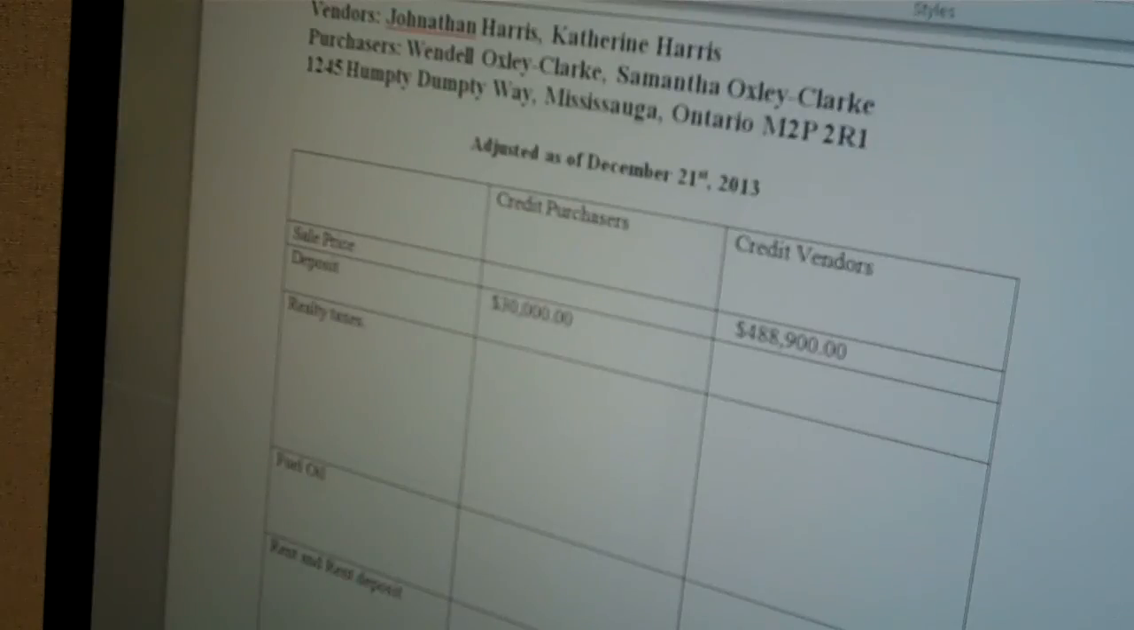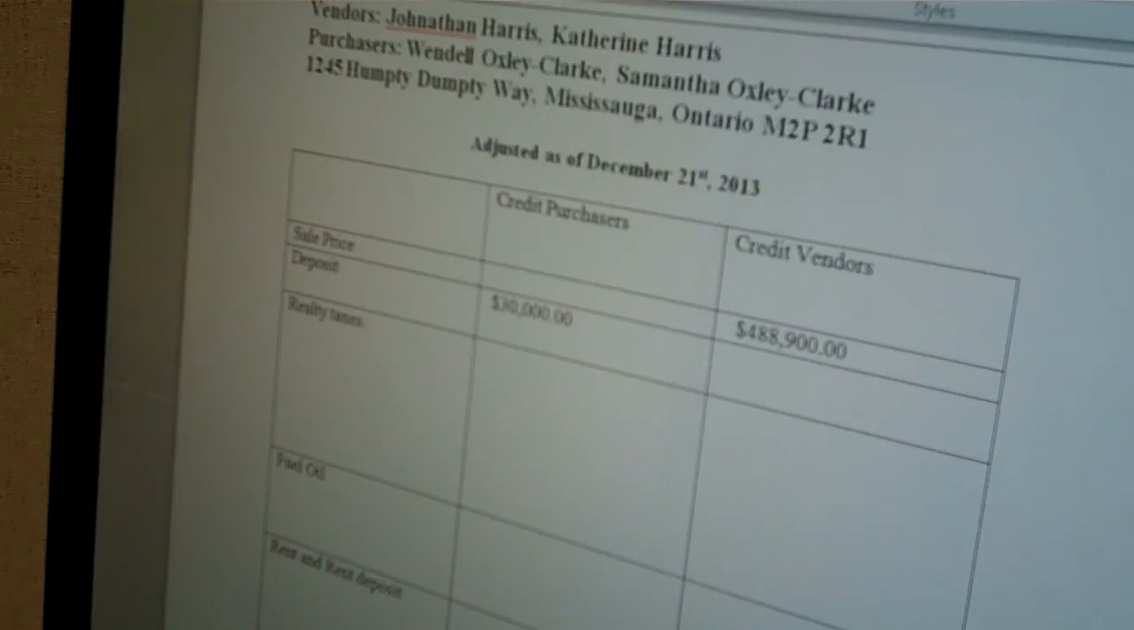So here's our statement of adjustments template. You can set this up as a chart using Microsoft Word. You can also use Microsoft Excel. You can make the lines disappear at the end if you're familiar with how to use the software on Excel. And you've got to line up your columns, and you've got to do it to the last penny, and we're going to be doing some rounding off. So we've got set up at the top the vendors and the purchasers, their names and address, adjusted as of December 21st, 2013. That's our closing date.